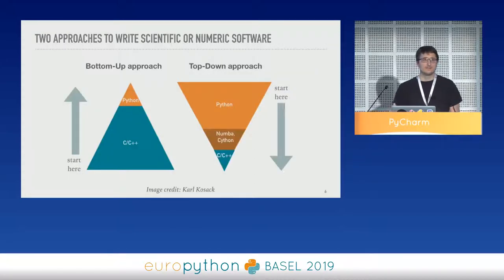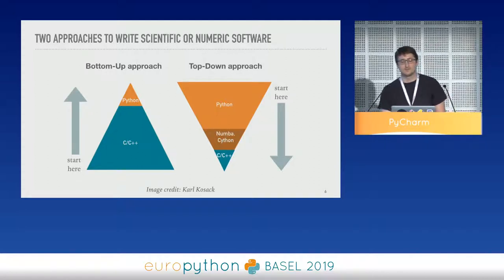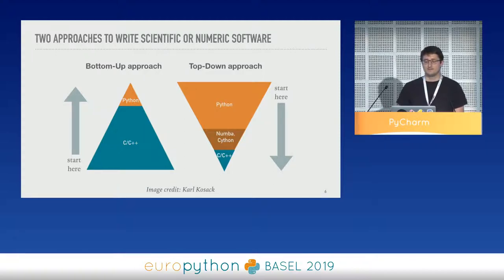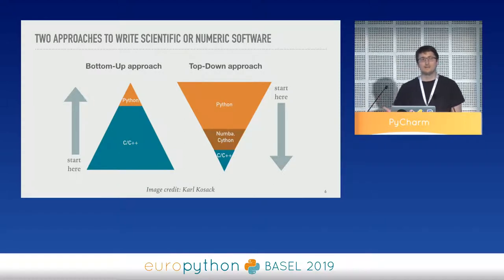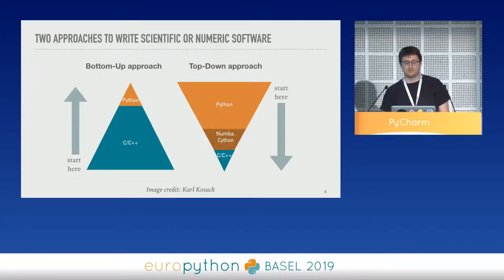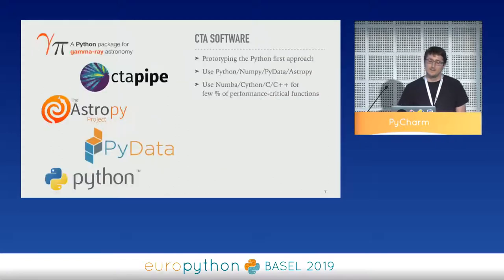And traditionally, the approach was, for example, for HESS for the past decade, to write everything in C++, also using the ROOT software from CERN, and then maybe have a little bit of Python scripting on top. And now it's different. Now we're trying to build everything in Python and NumPy, and then when needed for performance, we write a little bit of Numba, Cython, or C or C++, so it's a different approach.